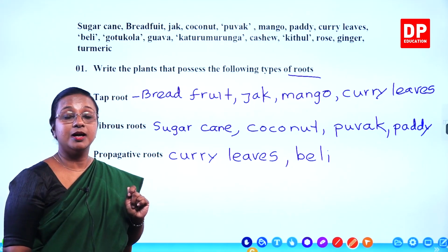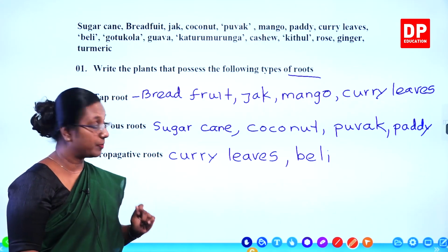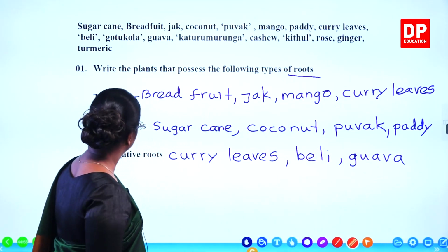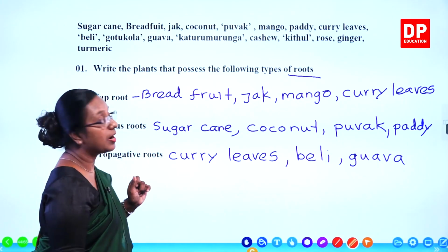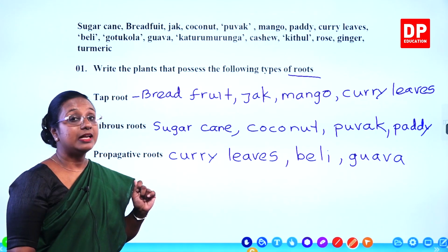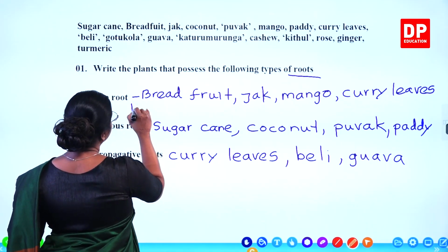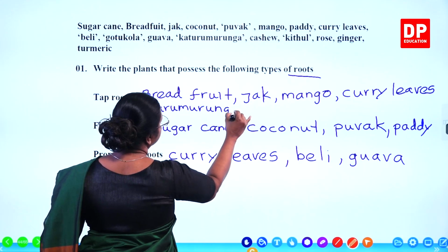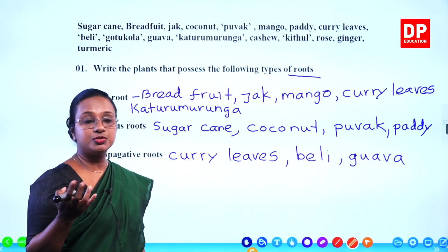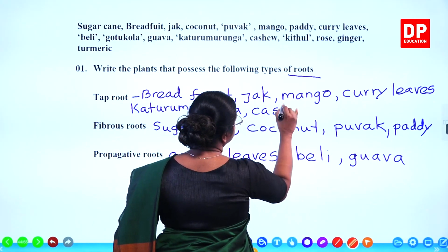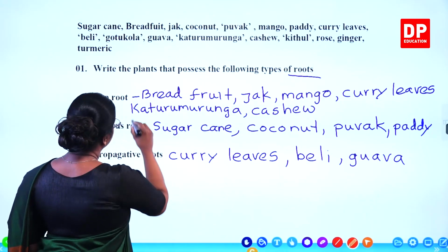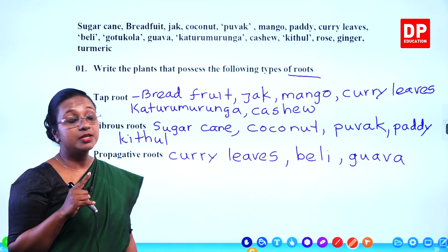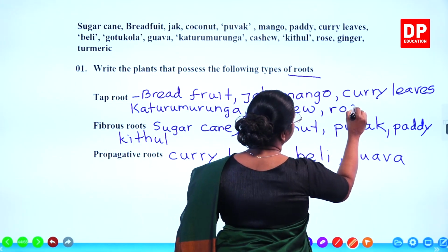Guava, what about guava? Guava again, it has propagative roots. So guava, propagative roots. Then kathurumurunga. What is the root present in kathurumurunga? It is the tap root. So here kathurumurunga, murunga, tap root. Cashew, that is also tap root. What about kithul? Kithul has fibrous roots. Monocot plants. Rose, taproot. Rose has taproot.